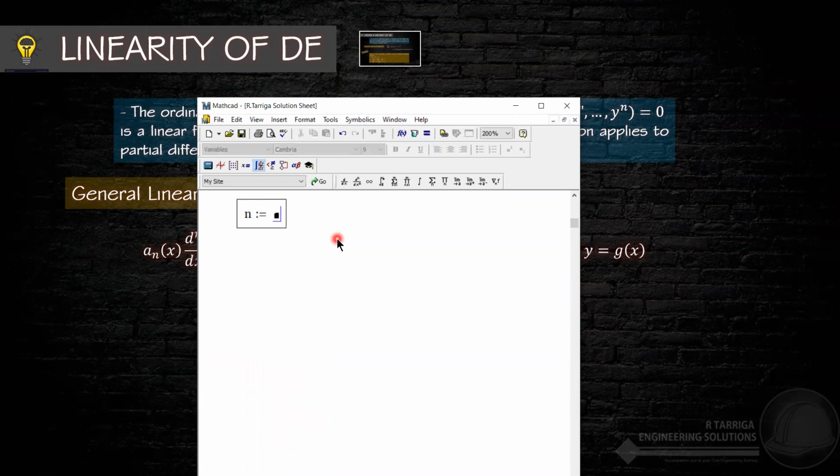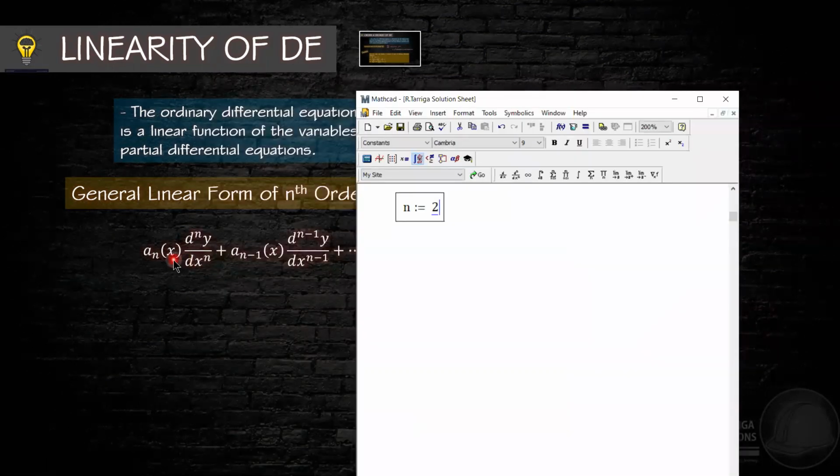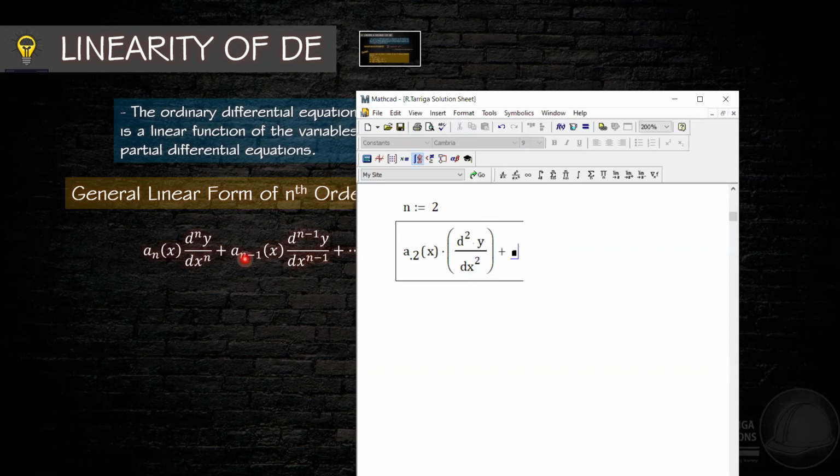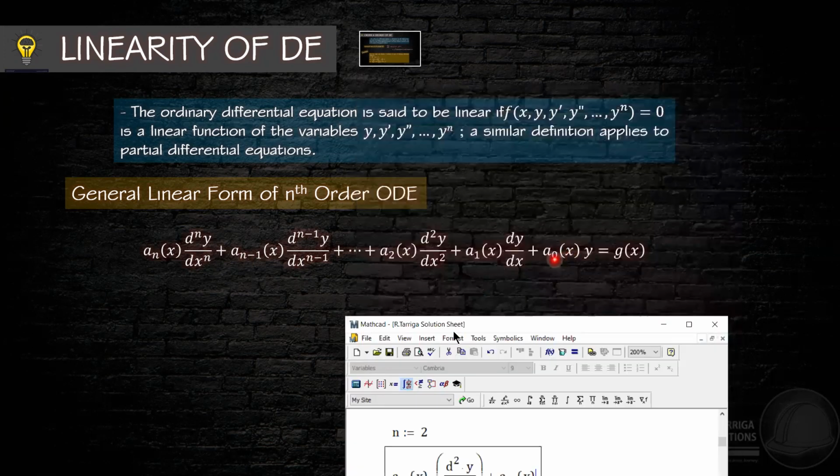N is equal to 2, so we will start at 2. That would be a2 in terms of x, times d squared x, d squared y, dx squared. Okay? Plus an minus 1, so that would be a sub 1 raised to x, until matapos na wala na siyang a sub 0 na siya.